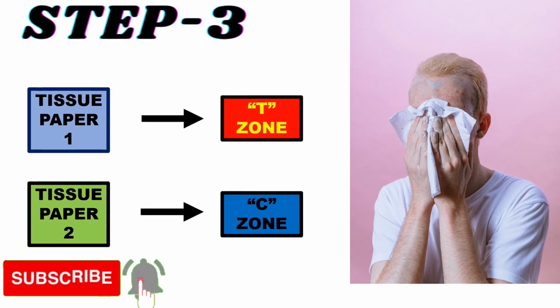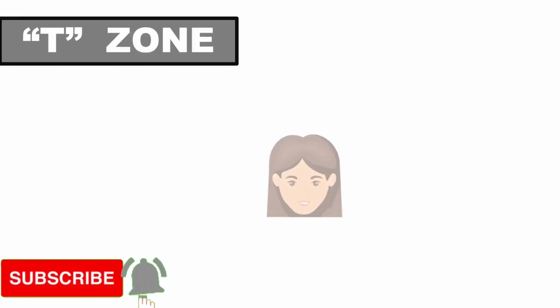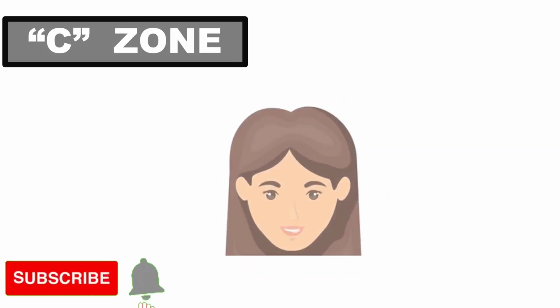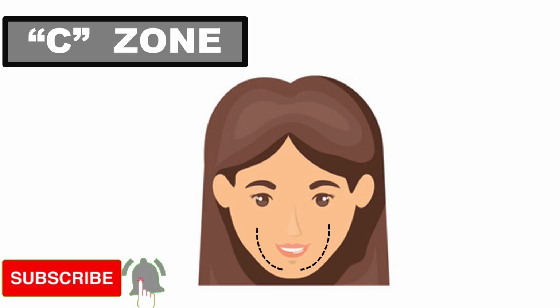What is the T-zone and the C-zone here? The T-zone is from the center of the forehead to the nose to the chin. And the C-zone includes the more lateral part of your cheek along with the jawline.